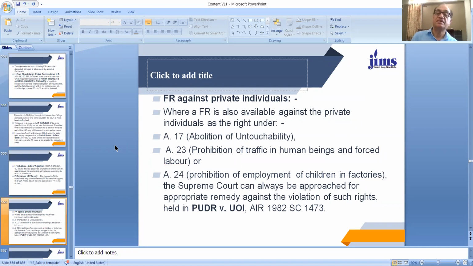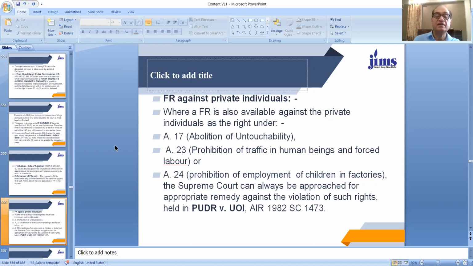Article 23, prohibition of traffic in human beings and forced labor. If I am taking forced labor from someone, I am not paying him minimum wages, I am doing business of trafficking in human beings, so I am violating fundamental rights as a private citizen. Or Article 24, I am employing children in my factory, I am violating the fundamental rights. So in such circumstances, the Supreme Court can always be approached for appropriate remedy against violation of such rights.